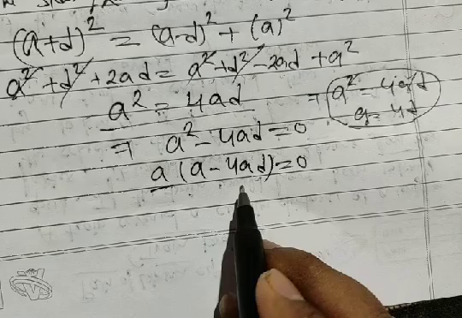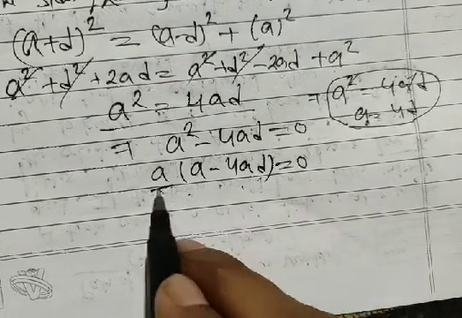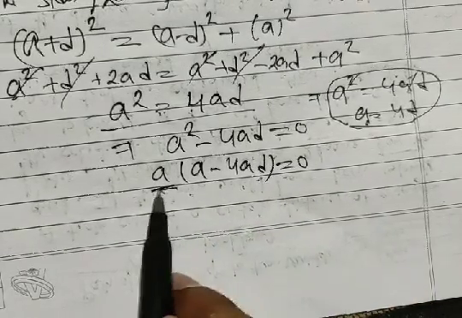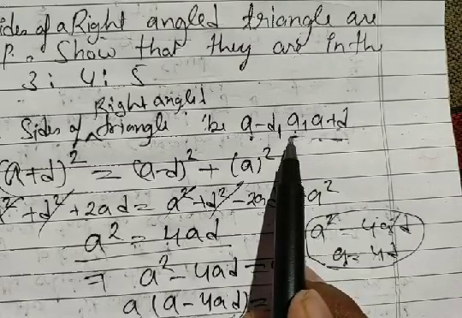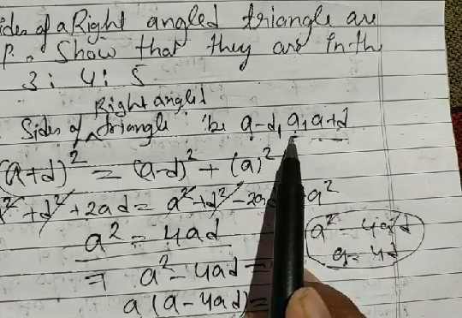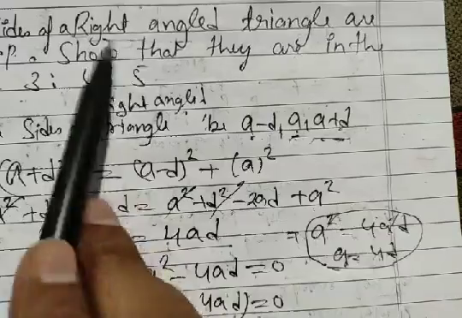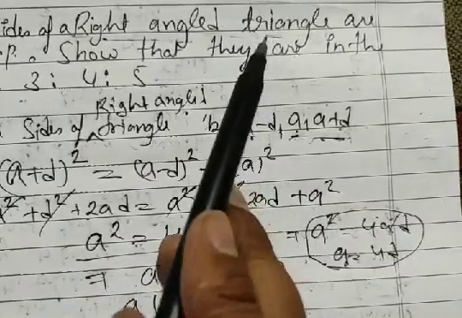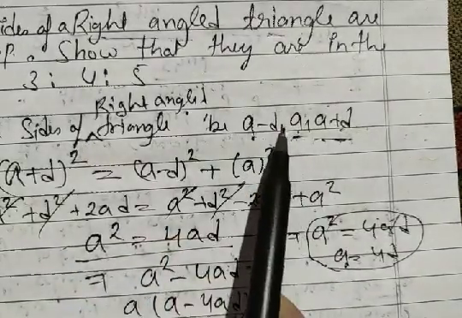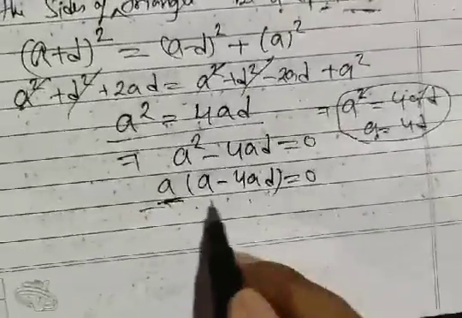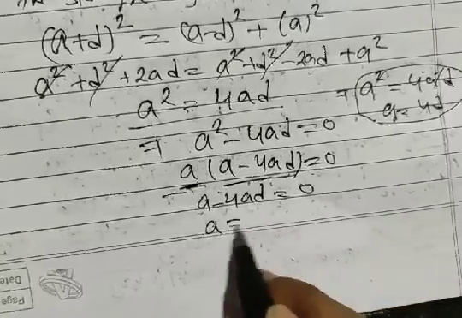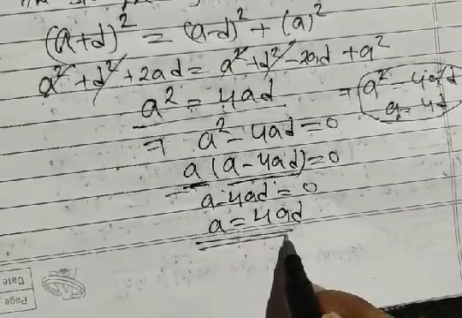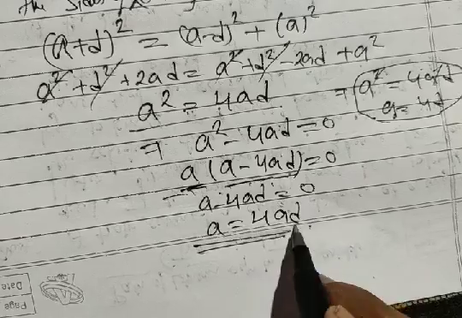Now the product of two of them is 0. Either this is 0 or this is 0, but a represents a real number that cannot be 0 here, because it represents one of the sides. If one of the sides becomes 0, then we cannot form a right angle triangle. We cannot form a triangle if one of the sides diminishes. That's why a cannot be 0, which means a minus 4d is equal to 0.